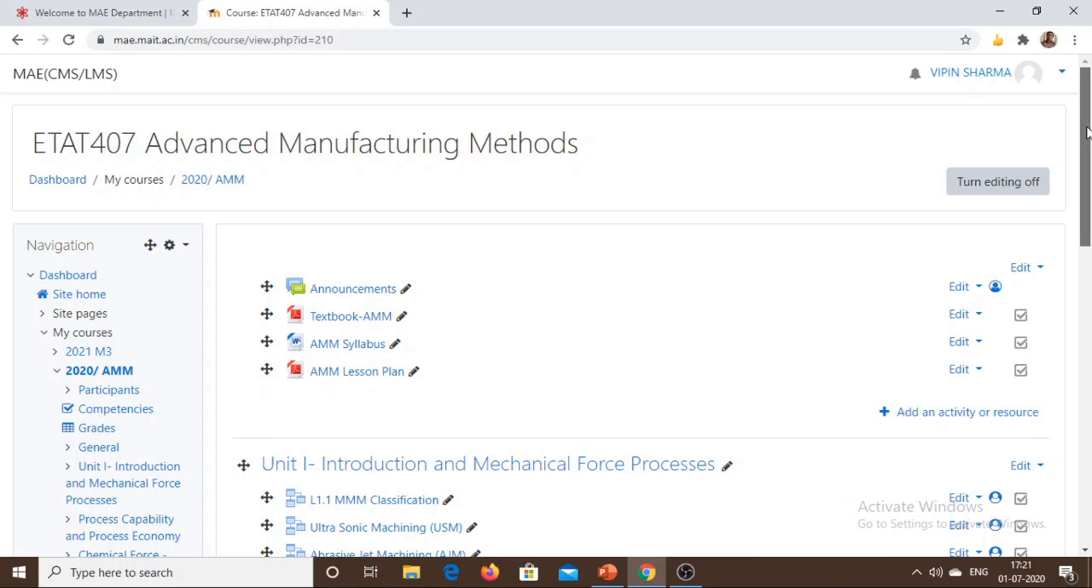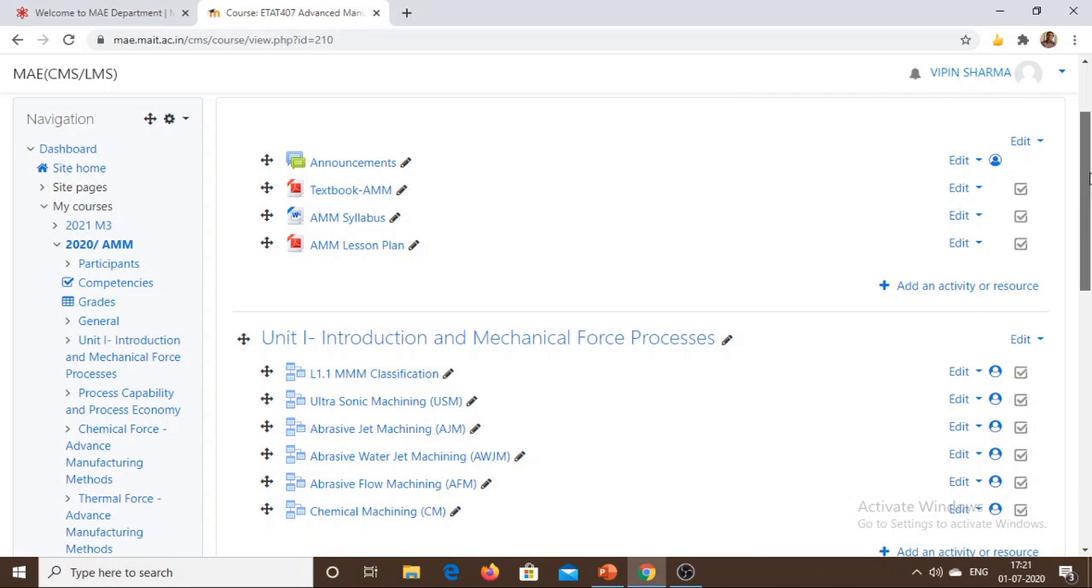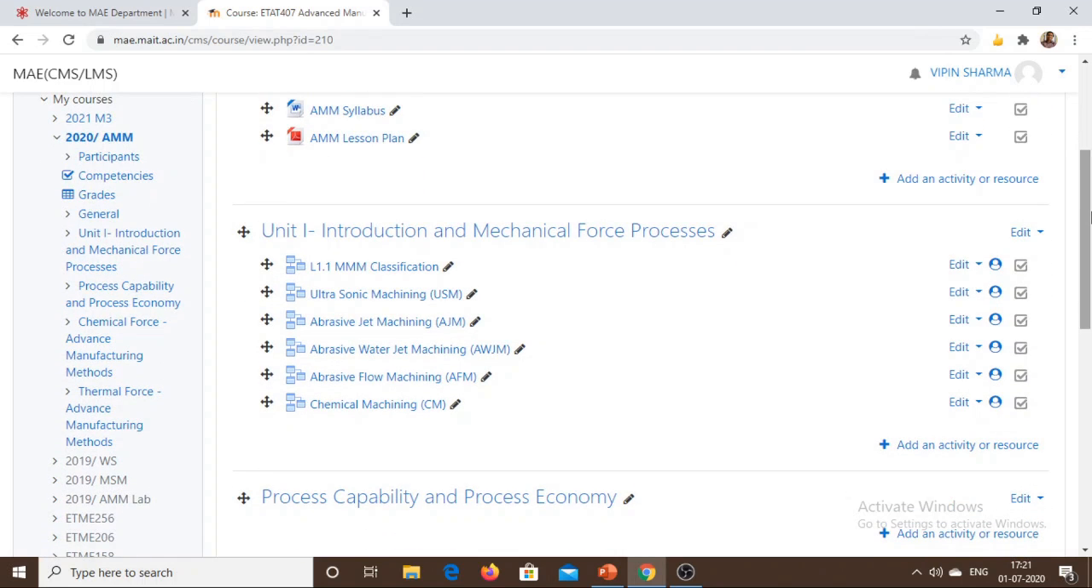Now coming to the content for the units of the course. The first unit of my course I have named Introduction and Mechanical Force Process. Under this unit, these are the several lessons which I need to teach to students. The first one is modern machining classifications, then ultrasonic machining, abrasive jet machining, abrasive water jet machining, abrasive blow machining and chemical machining.